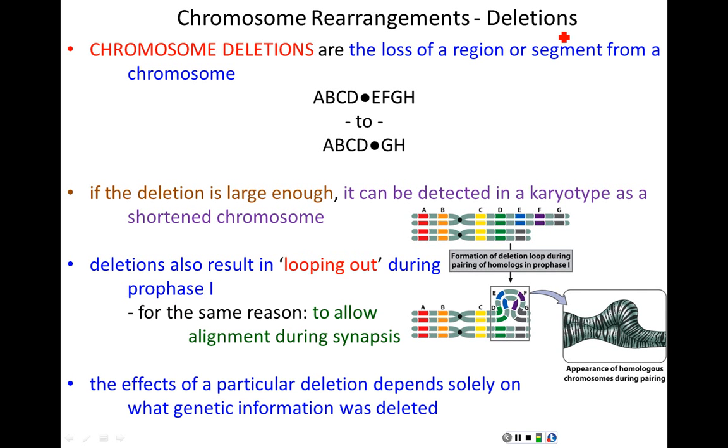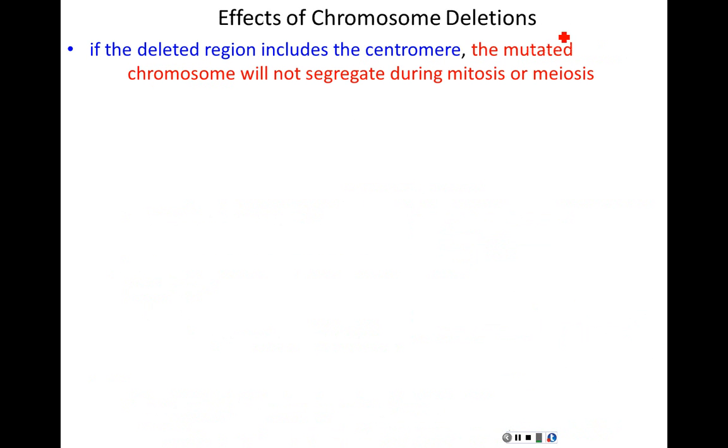The effects of any particular deletion depends really solely on what was on the DNA that was removed. If there weren't really any important genes on the DNA that was deleted, then it's pretty much an asymptomatic deletion, which is very possible. However, if supercritical genes were on that DNA that happened to be deleted, then those deletions could be lethal and the organism might die as a result. So the effects of chromosomal deletions depend solely on what was on the DNA that was deleted and how important was that DNA to the organism.